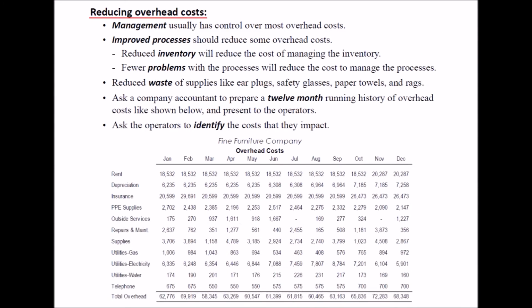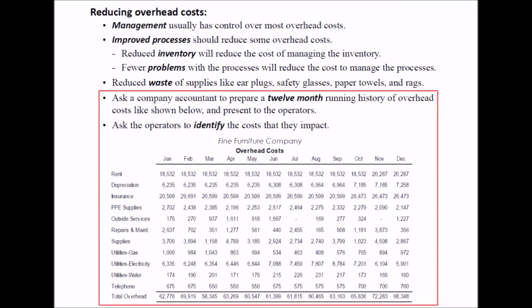Moving on to overhead cost. Management usually has control over most overhead cost. Again, improving your processes should reduce some overhead cost. Reduced inventory will reduce the cost of managing the inventory. Fewer problems with the processes will reduce the cost to manage the processes. Reduced waste of supplies like earplugs, safety glasses, paper towels, rags is something that the operators can impact.